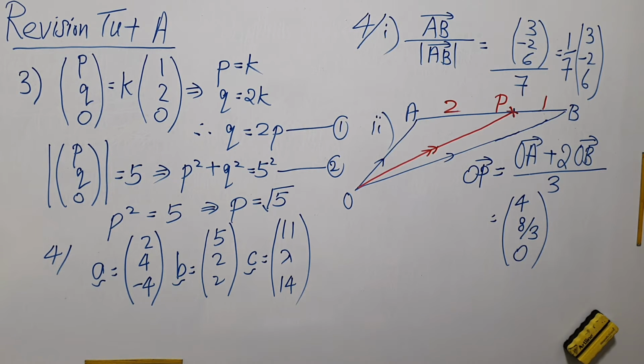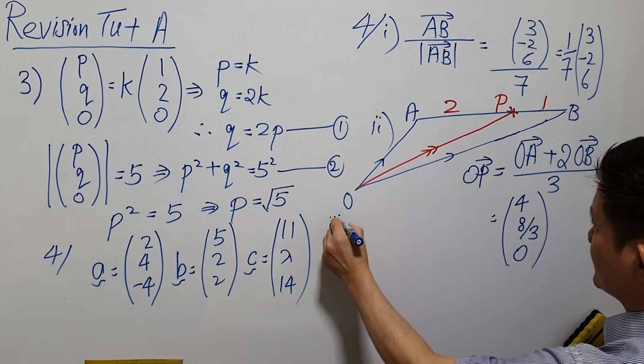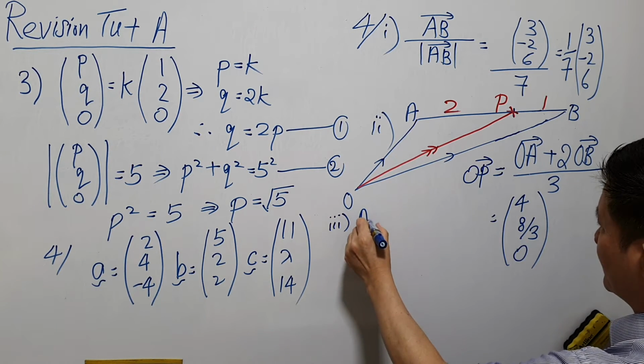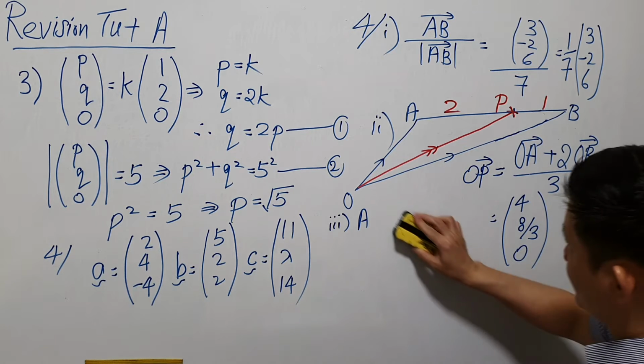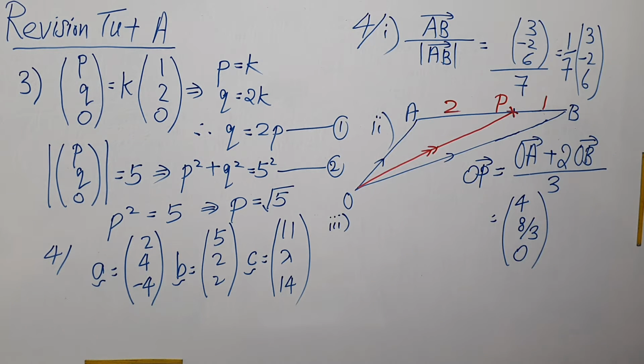Right. Then in part 3, you are told that the points A, B, and C are collinear. Collinear means they lie on the same straight line, right? A, B, and C lie on the same straight line. So the diagram would look like this.